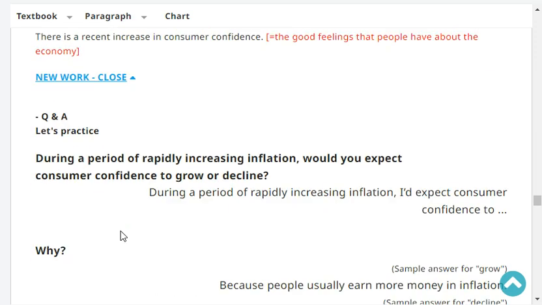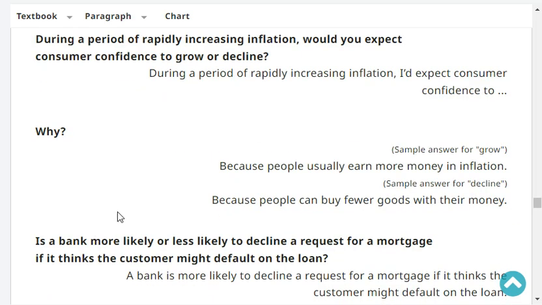Let's practice. During a period of rapidly increasing inflation, would you expect consumer confidence to grow or decline? During a period of rapidly increasing inflation, I'd expect consumer confidence to decline. Very good. Why do you think so?